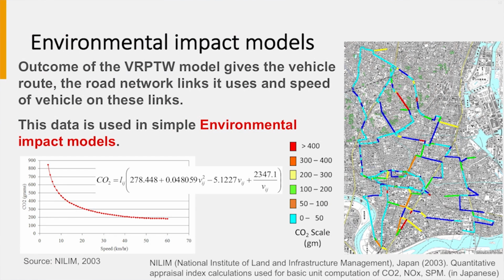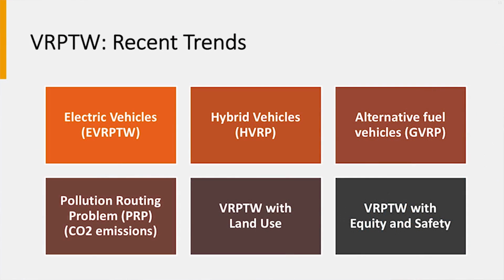Simple environmental impact models use the outcome of the economic impact models showing the freight activity in terms of length and speed. Recently, some environmental and social impacts are also integrated in this economic impact model. For example, considering multiple objectives in the VRPTW model, including the emissions, safety and equity issues along with the cost, and other vehicles, for example, electric vehicles and hybrid vehicles.